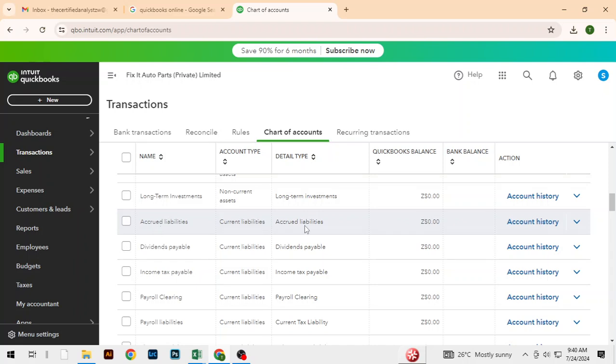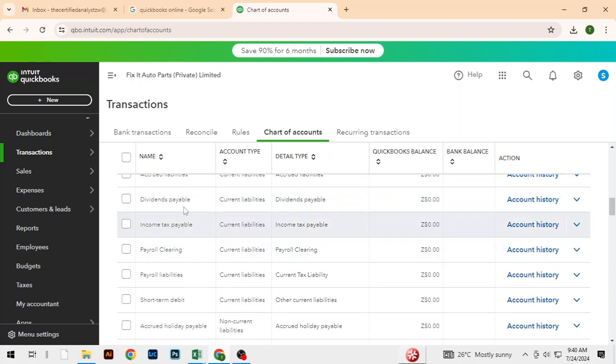Then we've got accrued liabilities. So accrued liabilities, this is the opposite of prepaid expenses, right? Here we are saying there are some obligations that you haven't paid, right? Let's say rent might be due for 2 months, and it has to be in accrued liabilities, or even accrued salaries.